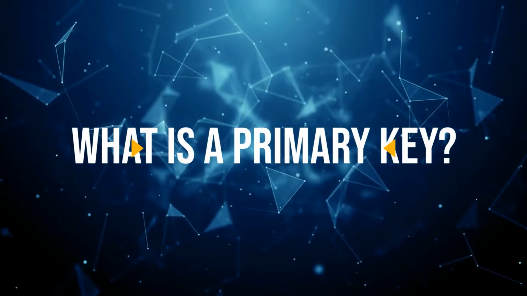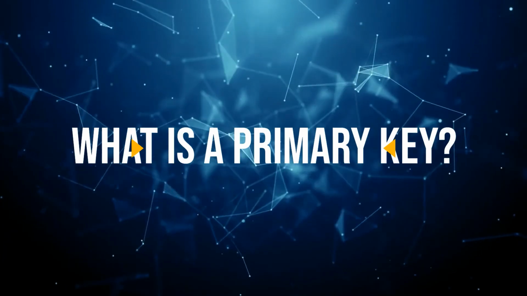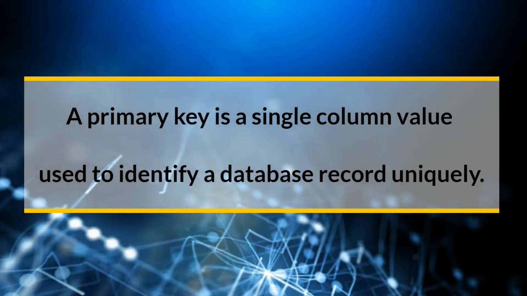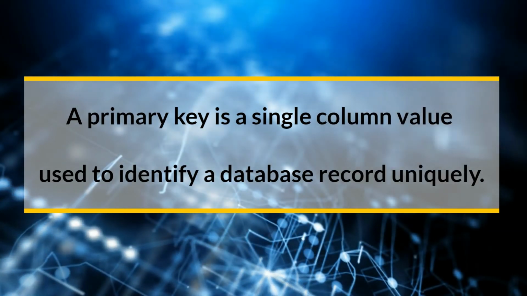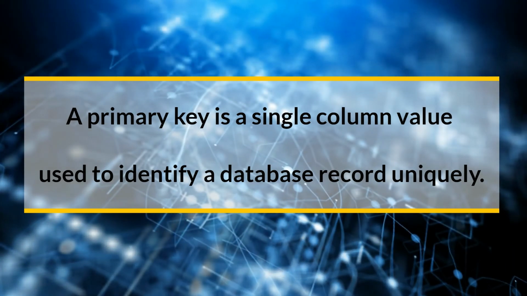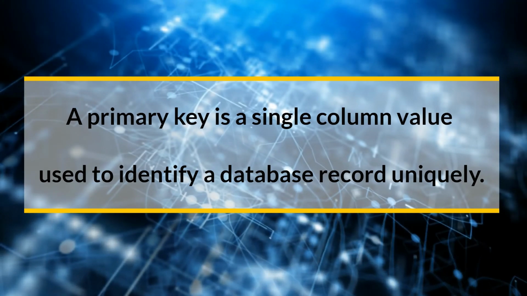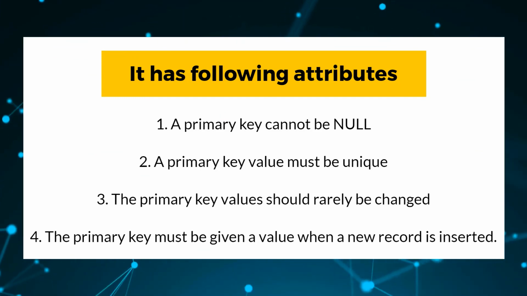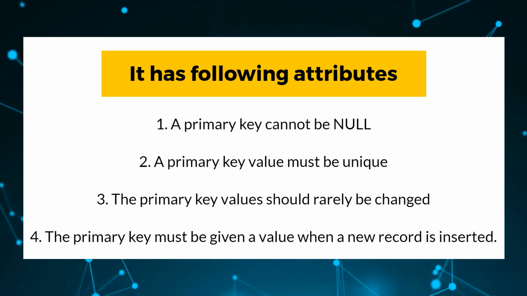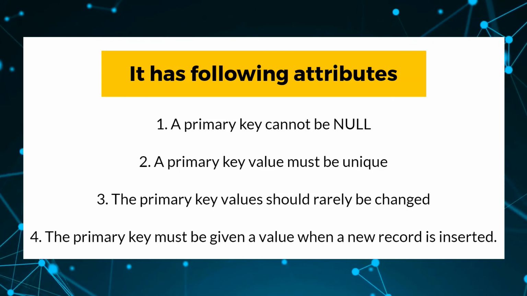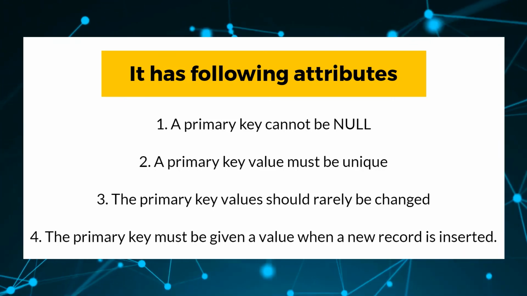Let's learn what is a primary key. A primary key is a single column value used to identify a database record uniquely. A primary key has the following attributes. Number 1, a primary key cannot be null. That means a primary key cannot be blank.